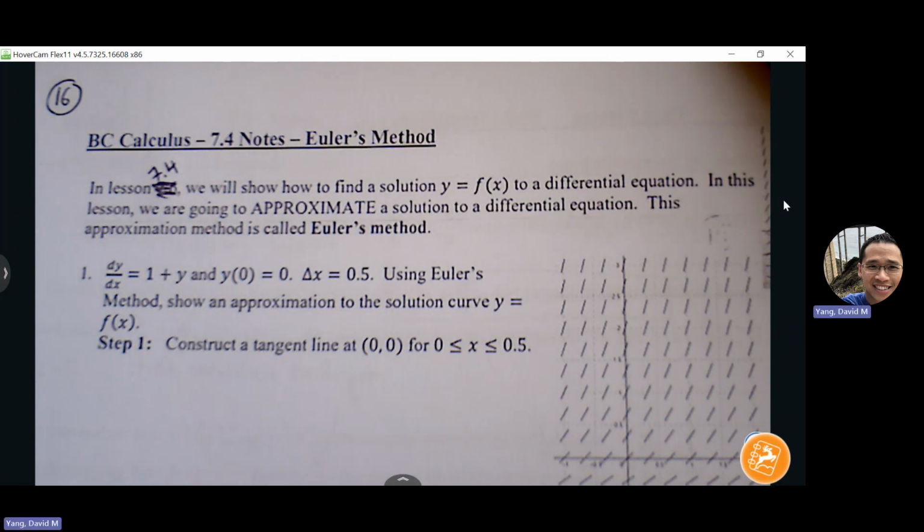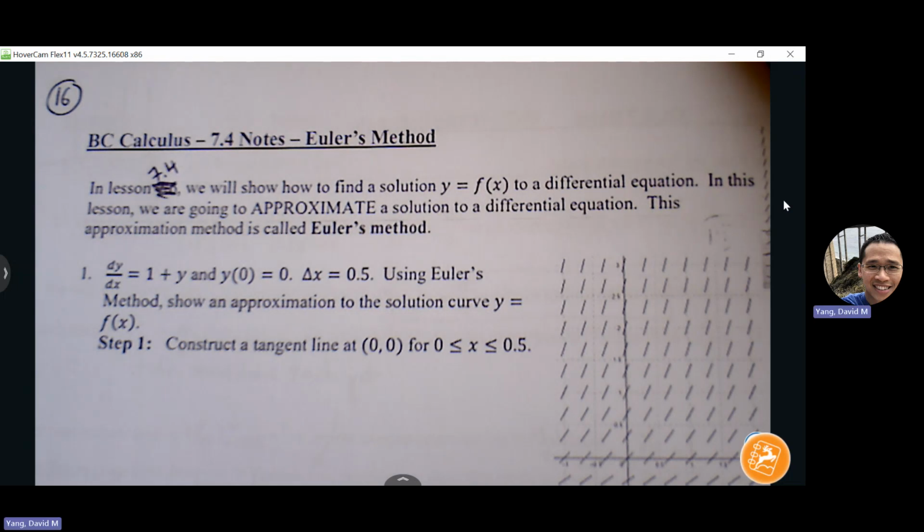I crossed out 7.6 because I'm using notes from a different teacher, and I had a different section of it. So here we're going to show how to find a solution y equals f of x to a differential equation. In this lesson, all we're doing is approximating a solution to the differential equation, and this approximation is called Euler's method.